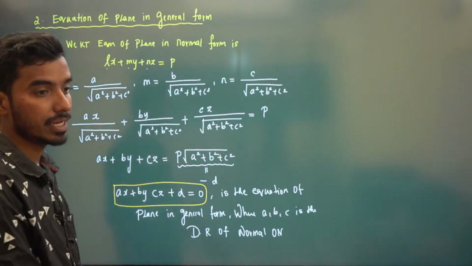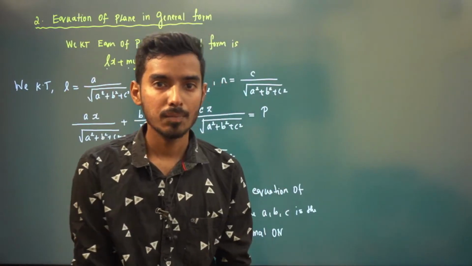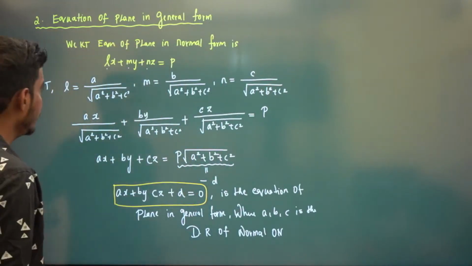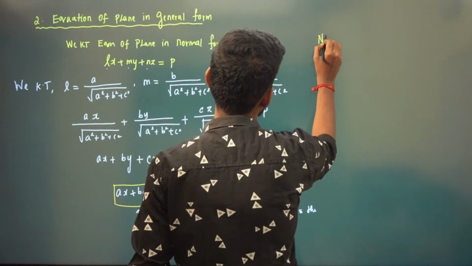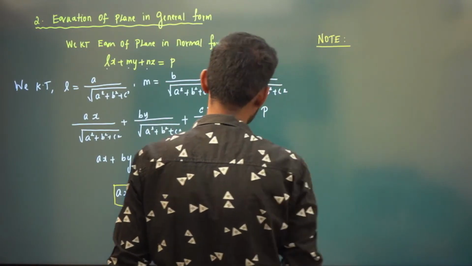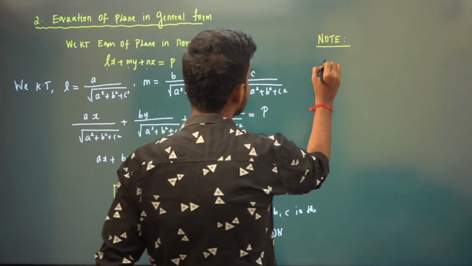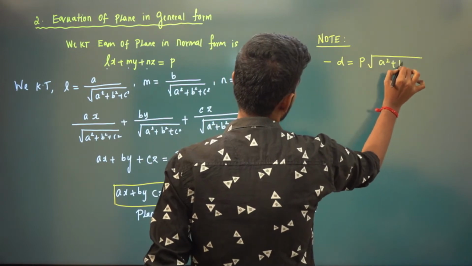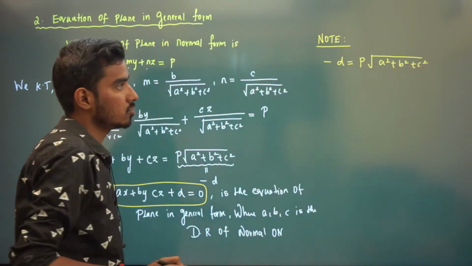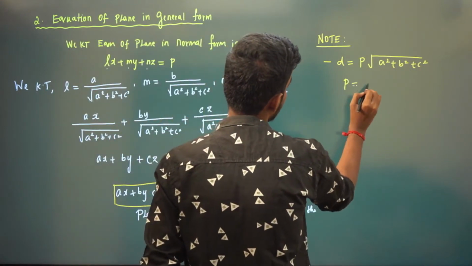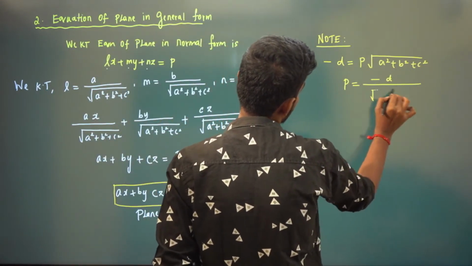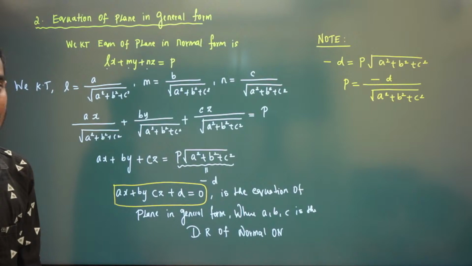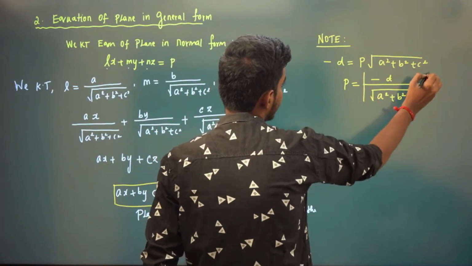We already know what P is. P is the length of that normal ON. So from this we can derive the formula for P. Note that we have assumed minus D to be P into root of A square plus B square plus C square. So P will be minus D divided by root of A square plus B square plus C square. Since P is the length, we will put modulus here.